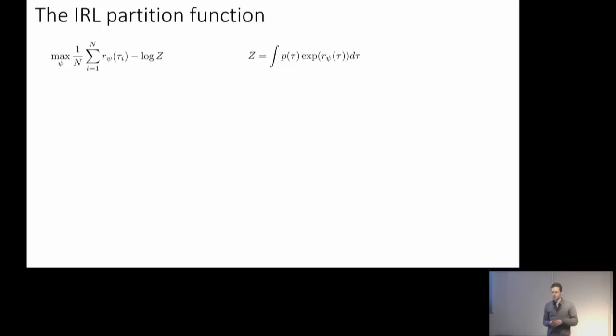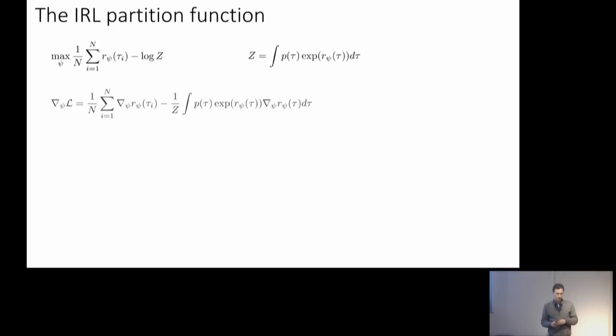The partition function is basically the integral of the probability of the trajectory over all possible trajectories. So it's the integral of p of tau, the probability of the trajectory happening randomly, times the exponential of r of tau. It makes a lot of sense that you need to subtract this, because then you're saying make the reward big for the demos and make it small everywhere else. But of course, there are a lot more everywhere else's than there are demos. So this is a huge integral over all possible trajectories, and it's extremely computationally intractable to compute.